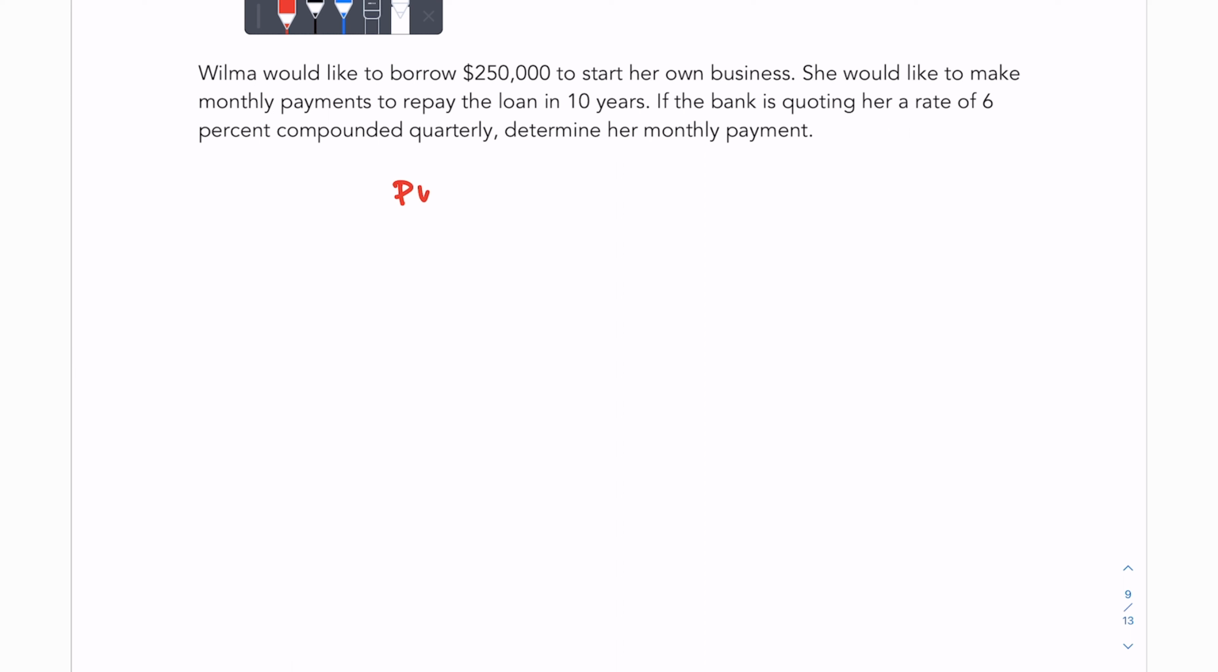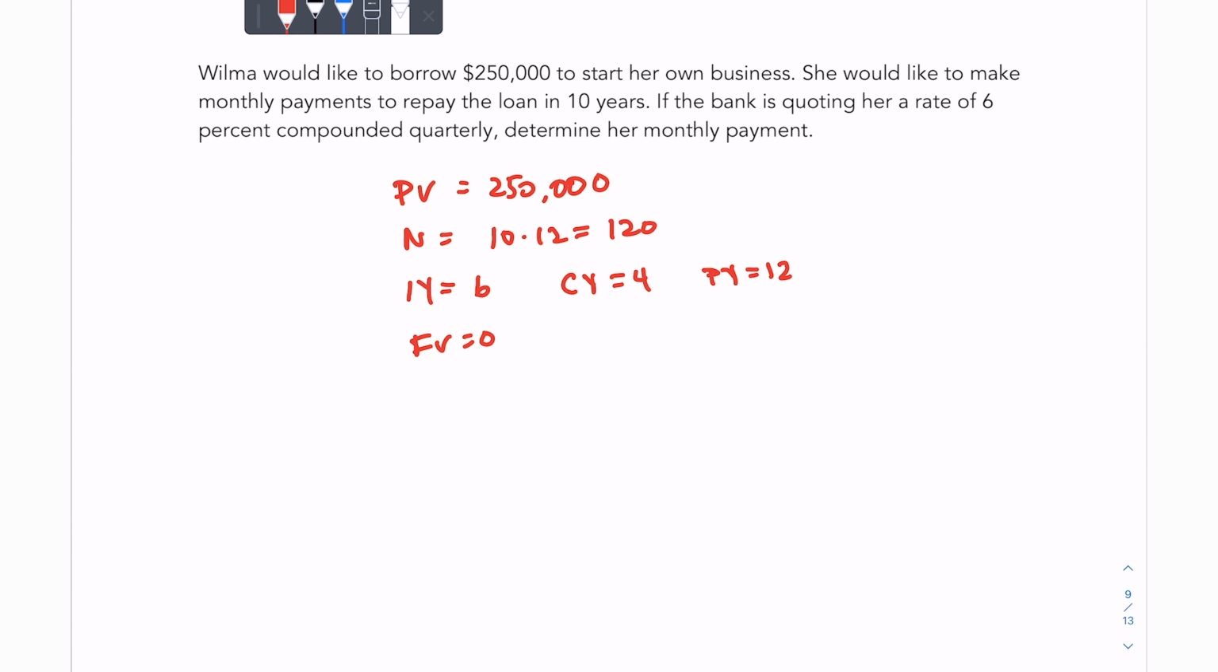The present value is $250,000. N is 10 years with monthly payments, so 120. The interest rate per year is 6, so IY is 6. The compounding is quarterly, and the payments are monthly. Future value 0. Compute payment.